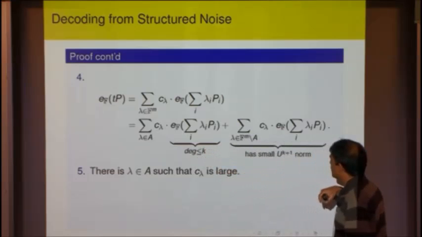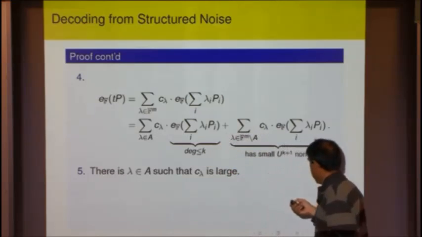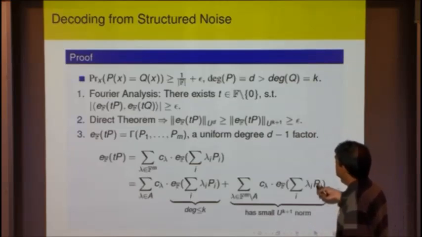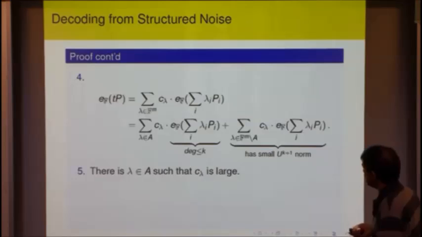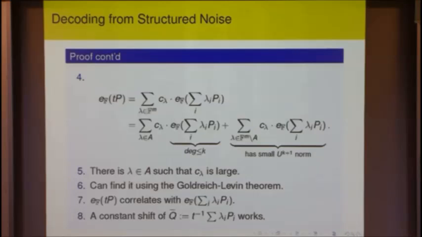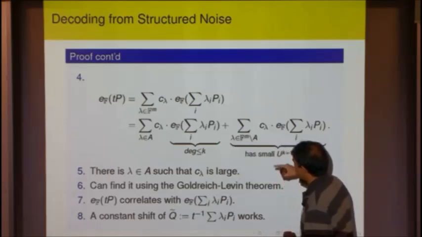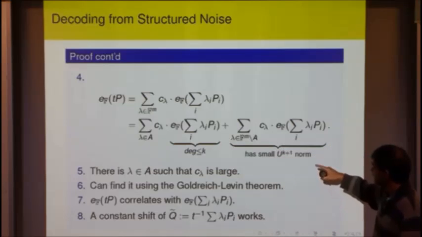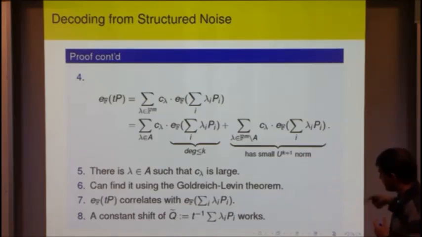So you know that these are orthogonal to each other, and you also have the information that the Gowers norm of the whole thing is large. So you deduce that there is some lambda such that C_lambda is large, and since this is basically Fourier analysis, you can find the large lambda using the Goldreich-Levin theorem.